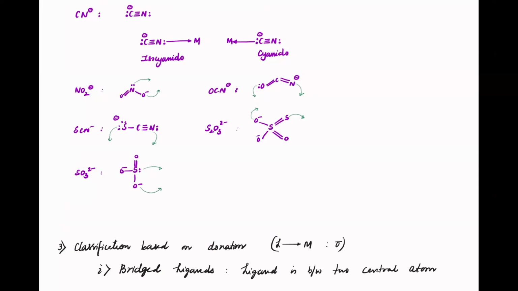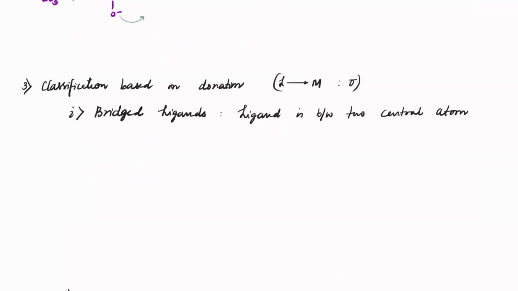For example, if you have a donation happening to two different metals, that means the ligand is offering connections to two different metals at a time, then those are called bridged ligands. For example, Al2Cl6. It is a complex where you have two aluminiums, and two chlorines at the center, where one end has a simple covalent bond, and the other end is making a coordinate covalent bond.